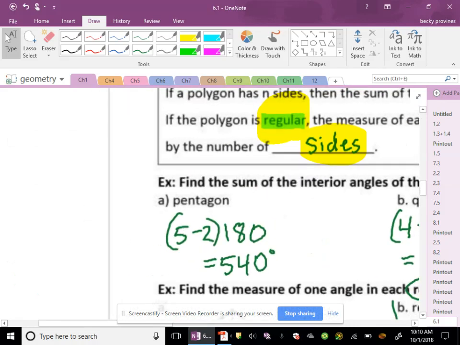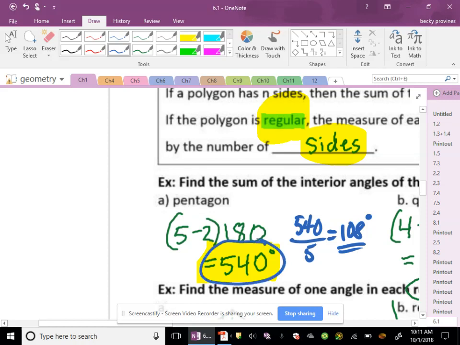Okay, so for a pentagon, you need to know that's 5 sides. So I'm going to take 5 and subtract 2, because that's my formula, and times it by 180. So this is the sum. Now, I'm just saying if all the sides and angles are the same, if it's regular, and I say, tell me how many degrees each angle is, I would have to take 540 and then just divide that by 5. So 540 divided by 5 is 108. So this is each angle. This is the sum. This is all of them added together.